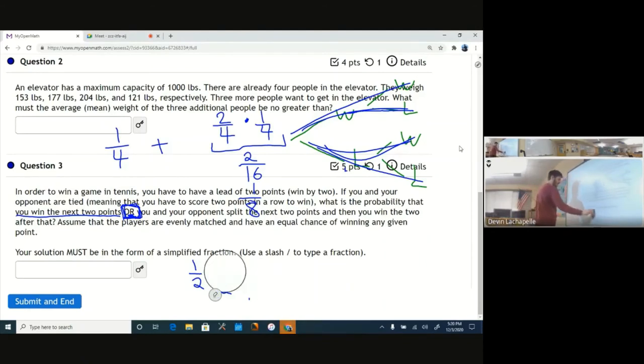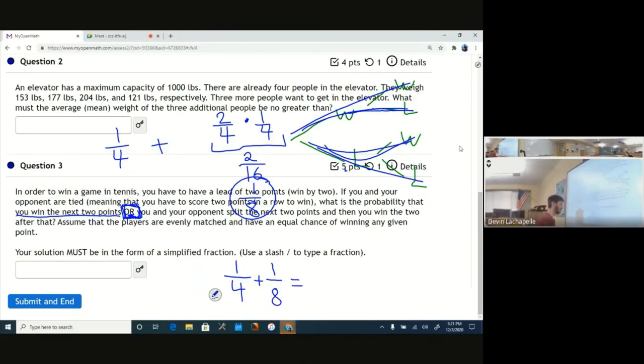Okay, so our final answer here is going to be: the probability that we win 2 points, that's 1/4, plus the probability that we split and then win the next 2 points after that, that's 1/8. So we're going to add 1/8.